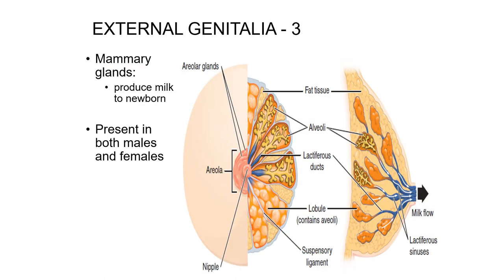And another tissue that can be considered external genitalia are the breast tissues in females. So the purpose of the breast tissue in a female is to develop the appropriate glands to produce milk for the newborn so we can breastfeed, right? Now, if you take a look at the bottom bullet, they are present in both males and females. These mammary glands that are able to produce milk, guys have them too. They're just very, very underdeveloped because this is dictated by a hormone.